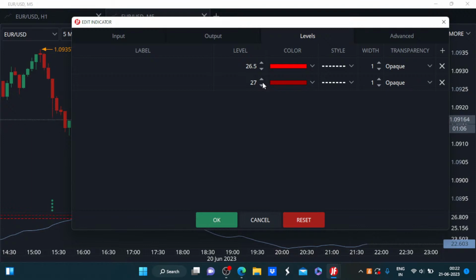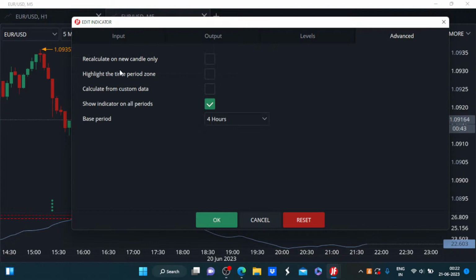Of course, then we do have to wait for the output value to drop below the 27 level and hold below the 27 level before we can strongly infer that the current trend is now reversing course. We will do well to change our trade direction as well. Recalculate on new candle only. You can go for this option as well.